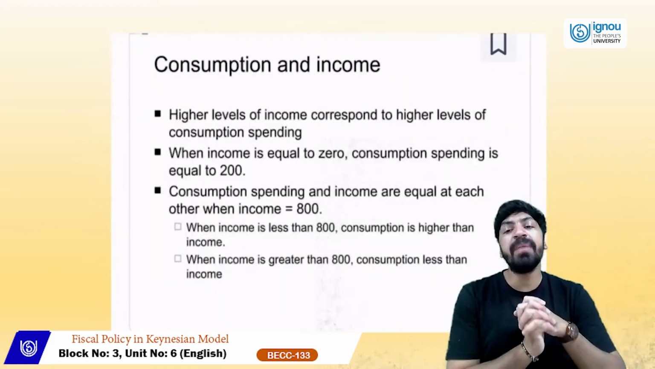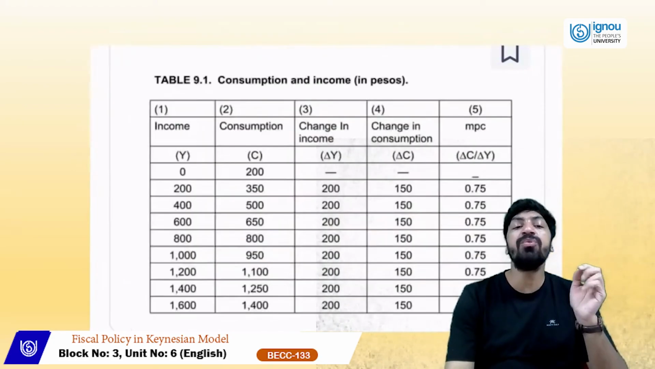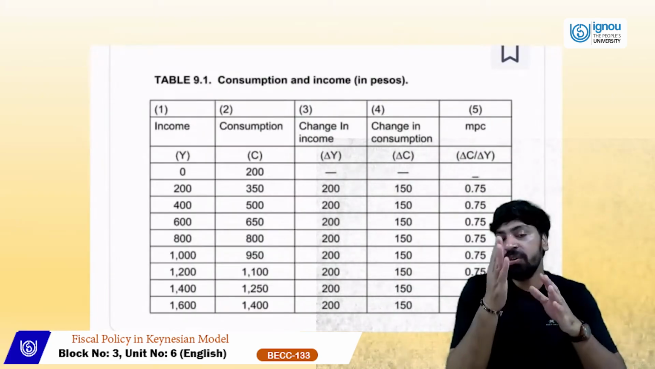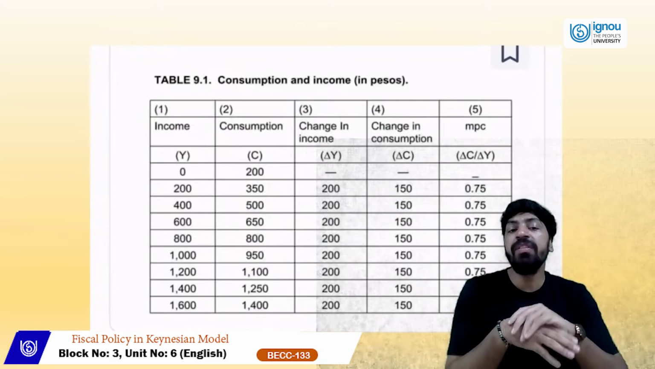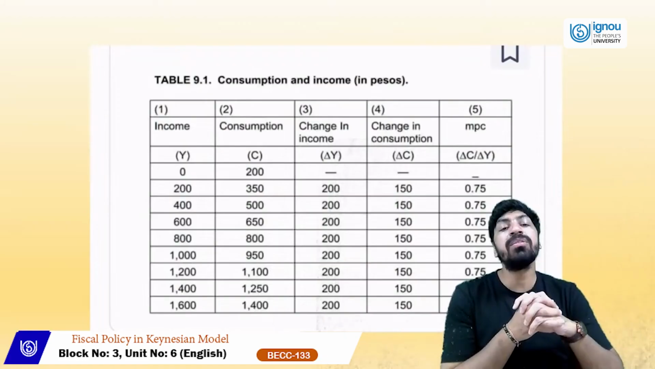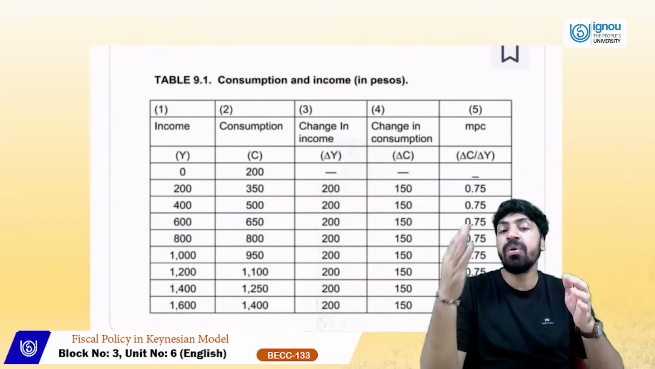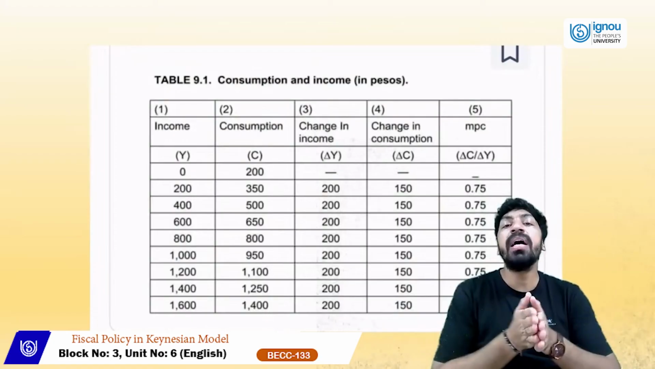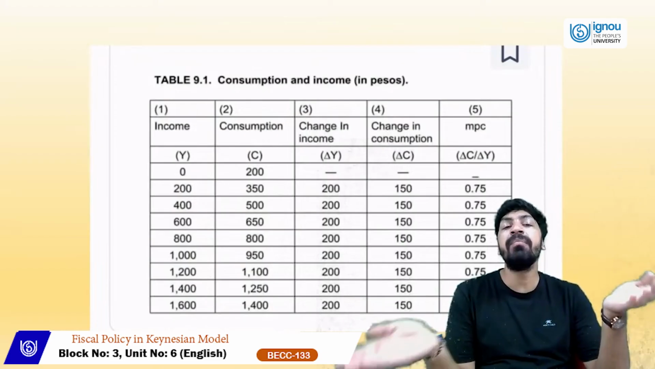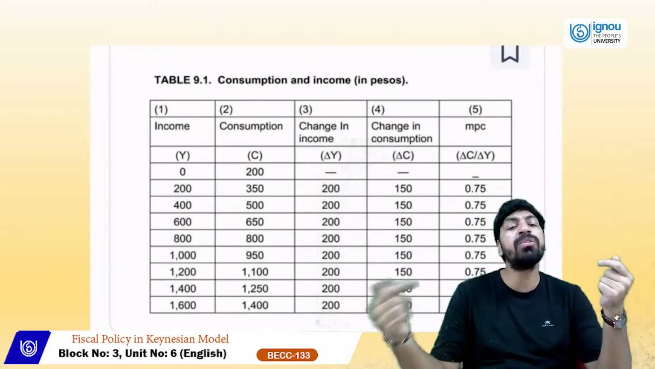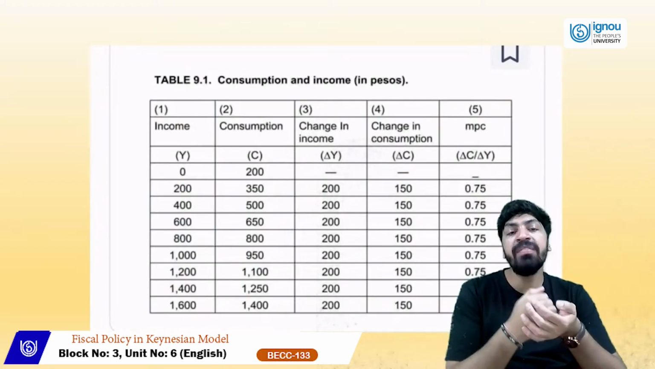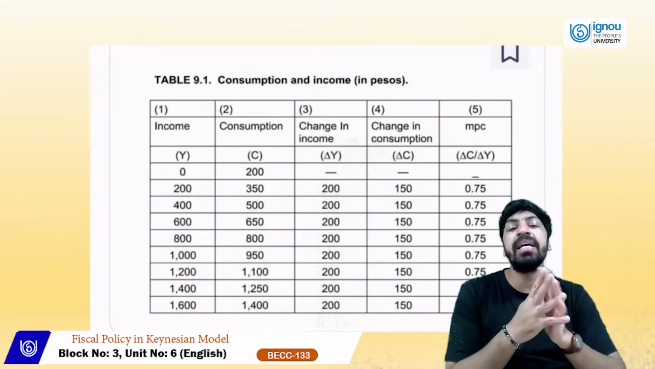Now, if the consumption spending and income are equal, there is a saturation point where income and consumption become equal. If you look at the fifth row, 800 is income and consumption is also 800. So there is a situation where both are equal. We cannot say that if income is higher, consumption is higher, but if the income is equal, the consumption will also be equal.